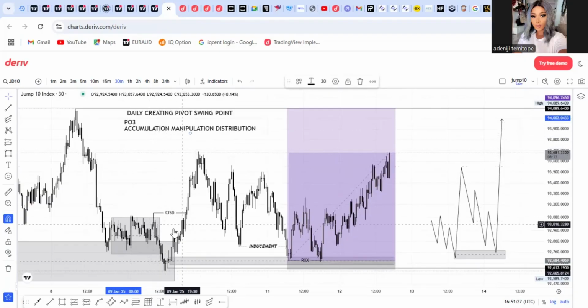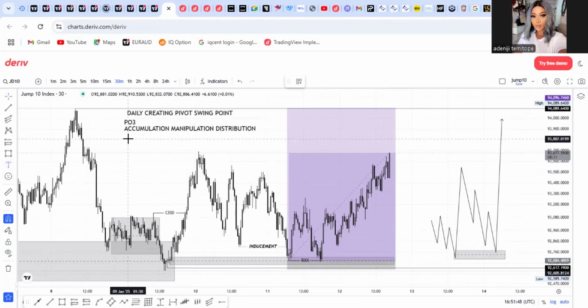When you see that power of 3 form, where is it? Look at your accumulation, see the manipulation into the daily fair value gap, and you see this impulse to the upside. Now, when you see that impulse to the upside is breaking and displacing a supply level, don't be in a hurry. Wait. What is your next point? I'm giving you how to now watch out for this pattern.